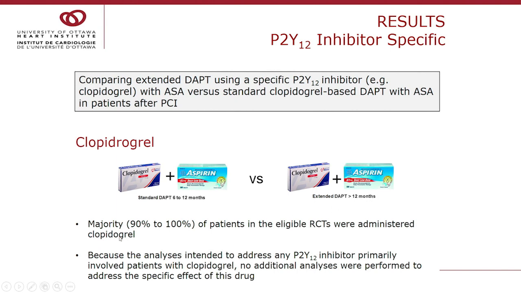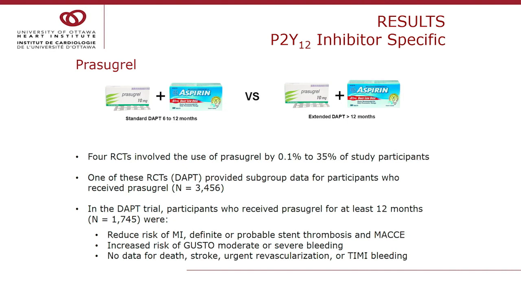The first thing we can say is that in the majority of our studies, 90 to 100% of the patients in all these various studies were actually administered clopidogrel. So no further analysis was done on this because essentially the analysis I just showed you was the analysis that would also hold for clopidogrel. What about the other two P2Y12 inhibitors?